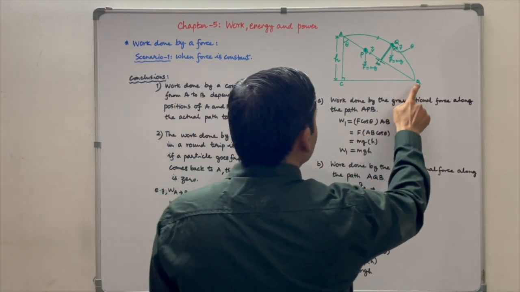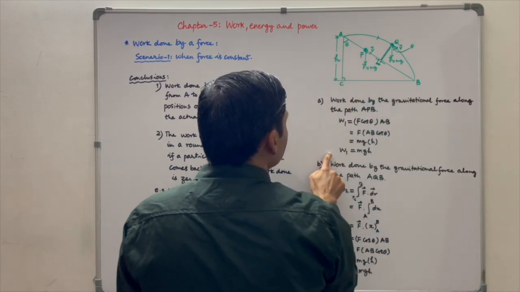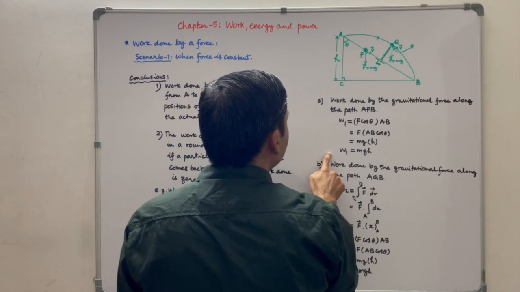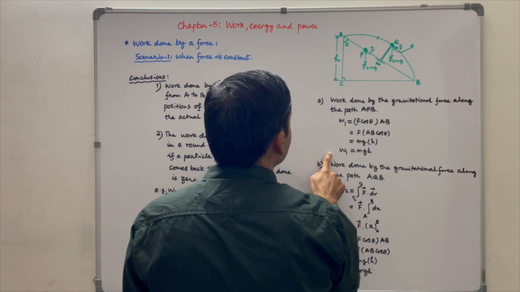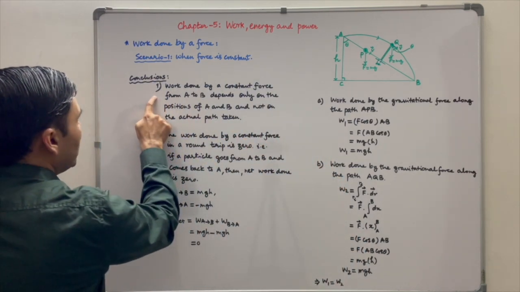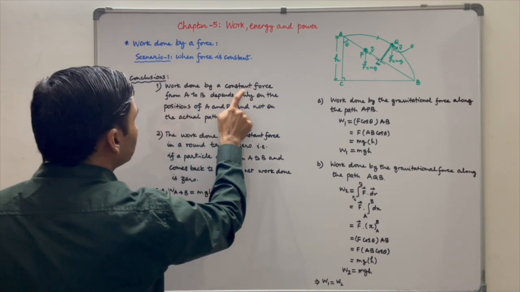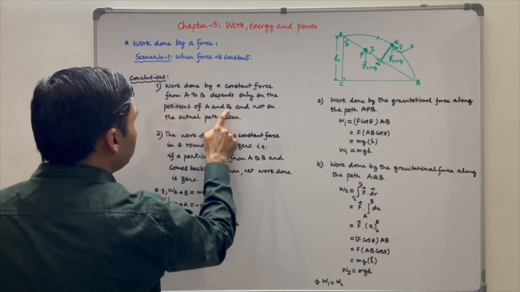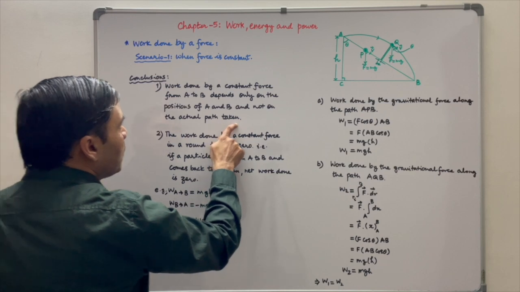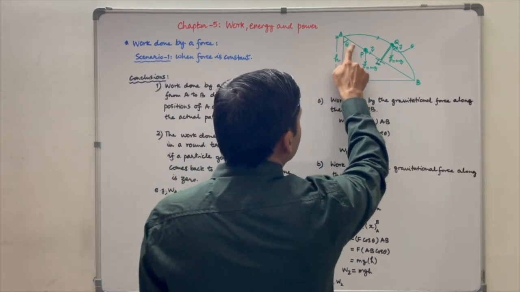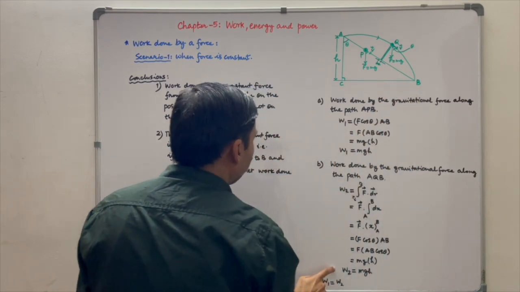Now consider the particle is traveling back from B to A. In similar way, we can prove that work done in that case will be minus mgh. Now we will draw two important conclusions from it. Conclusion number 1, work done by a constant force from A to B depends only on the positions of A and B and not on the actual path taken. We have already proved that particle has taken two different paths, but work done is same.